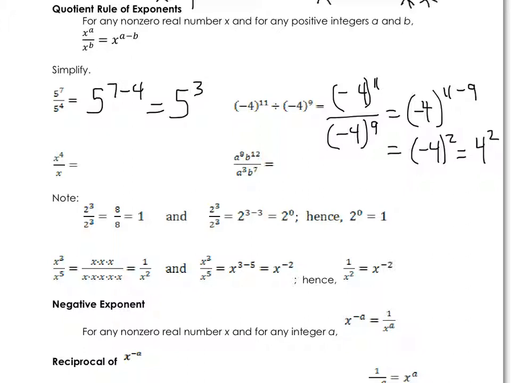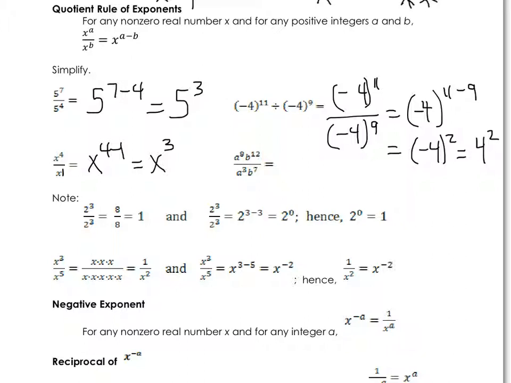X to the 4th over x. The x in the denominator doesn't seem to have an exponent. Can we make one? Yeah, it's just 1. So that's x to the 4 minus 1, which is x to the 3rd power.